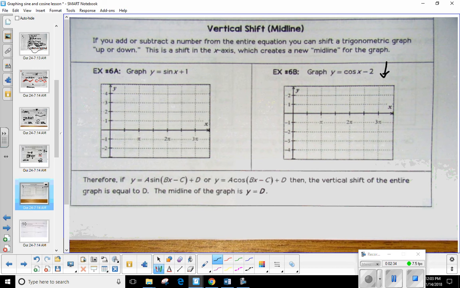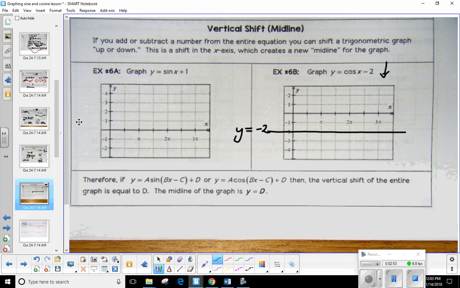So I'm just going to move everything down 2. So where would your midline be? It would be at negative 2. So I can already go ahead and put it right here. I know it's y equals negative 2. And if there is no vertical shift, it stays right at y equals 0. That's just the midline.